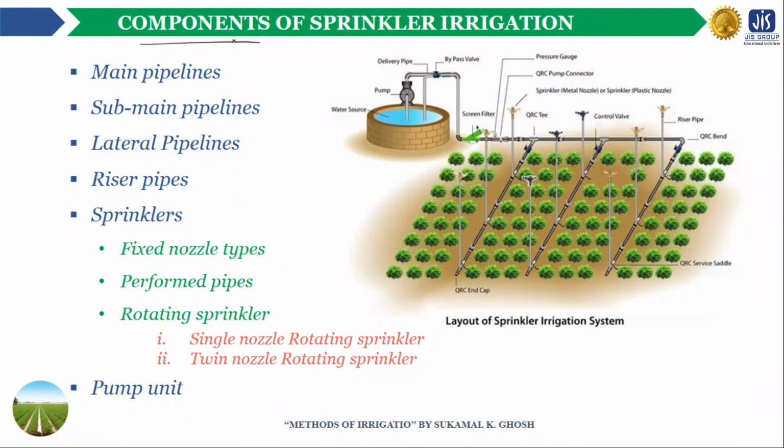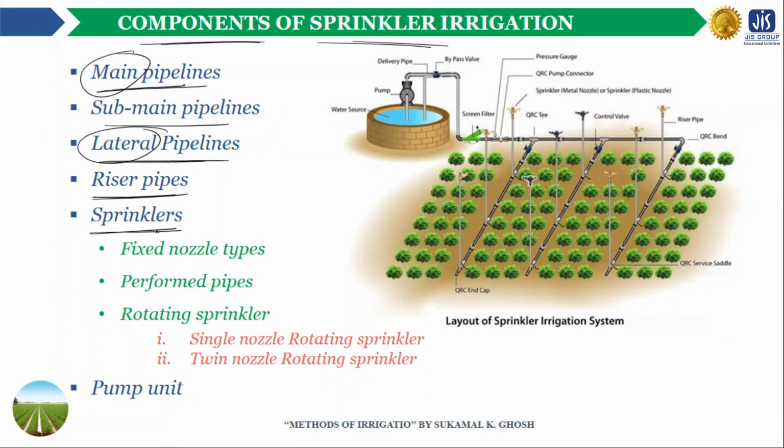So the components of a sprinkler irrigation system are main pipelines, or you can simply call them mains, then the submain pipelines or submains, then the lateral pipelines, which are simply called laterals, the riser pipes or risers, the sprinklers, and the pump unit.